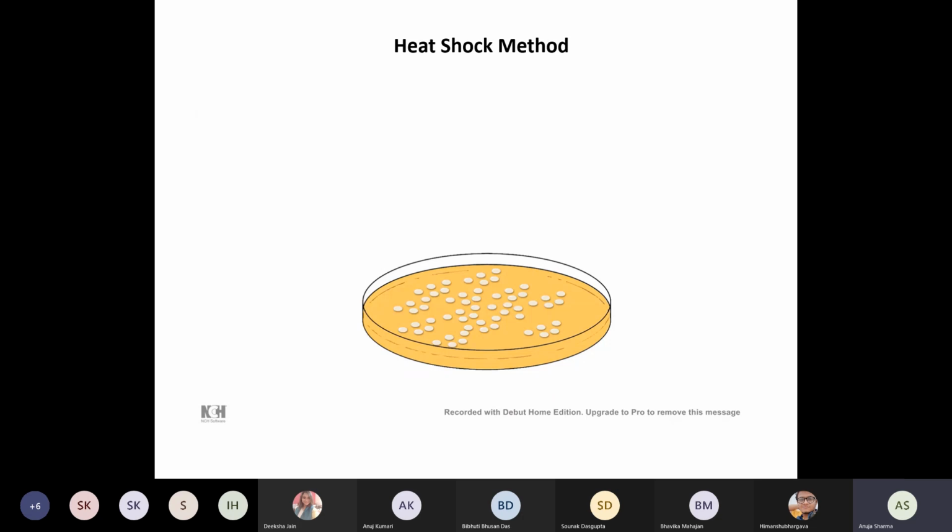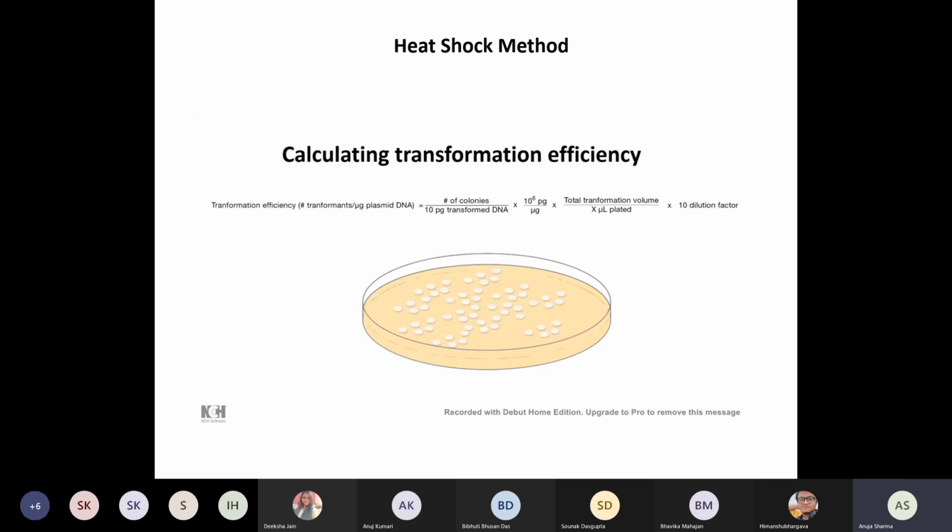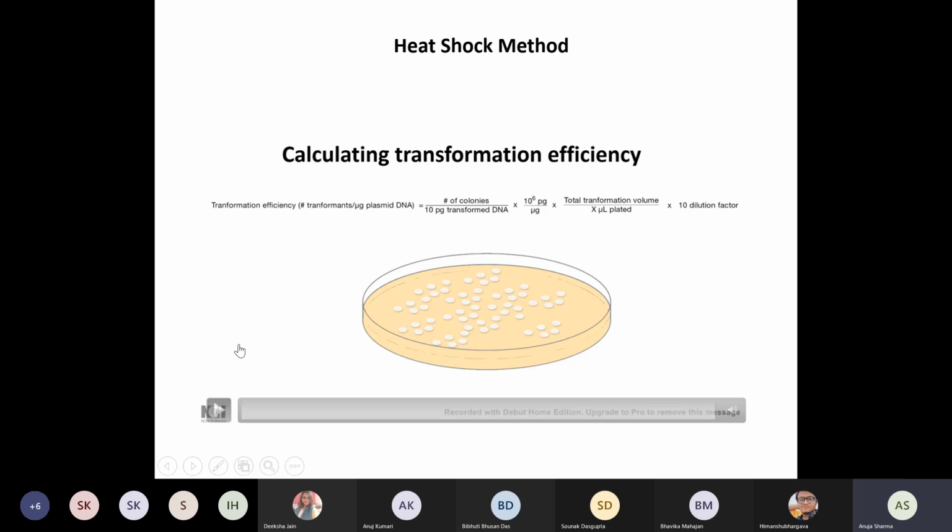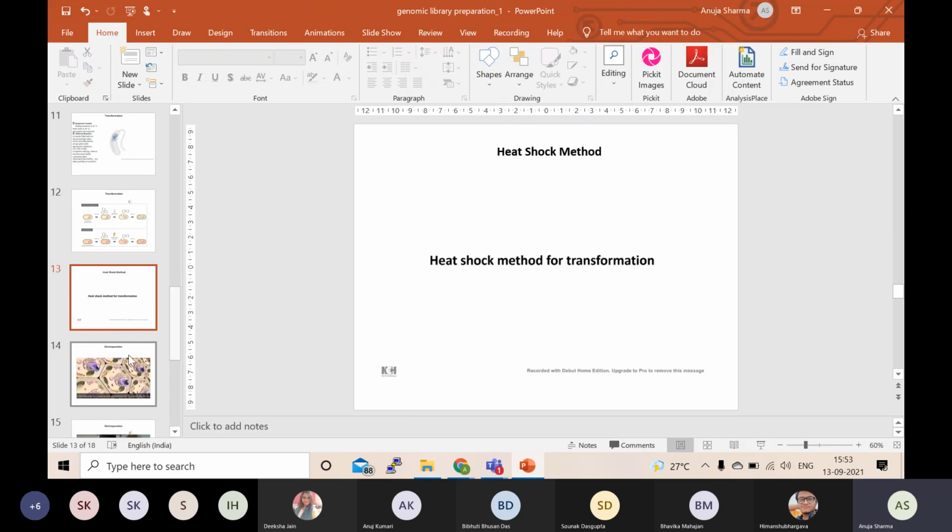But in order to check it, we should take out the colonies, and we can also calculate the transformation efficiency by the following formula that is shown on the screen right now. So this was about the heat shock method.